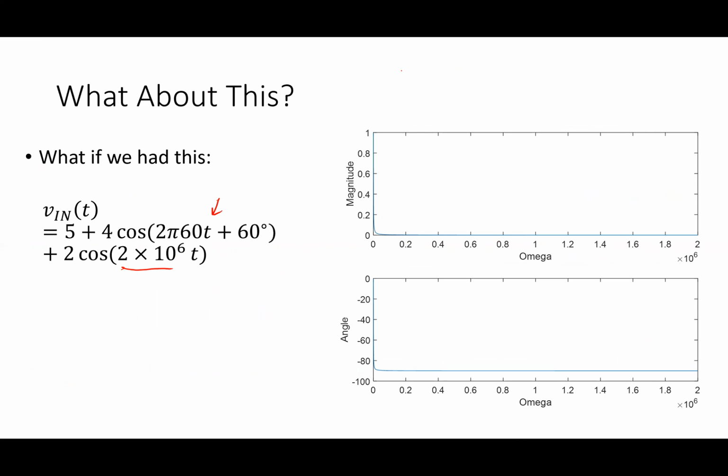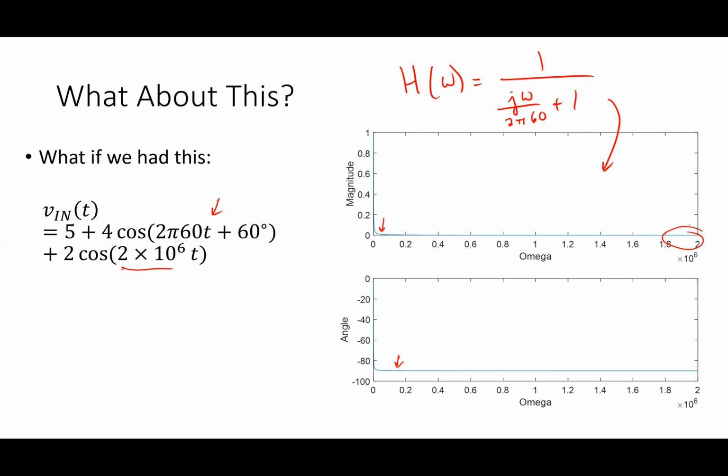Now here, I did this for the same circuit. H of omega is 1 over j omega over 2 pi 60 plus 1. Here's what happens when I plot that. You can see it starts at 1 and then it gets really small and just stays small, okay? And then here, I see that the angle just tends towards negative 90. Now the problem is this guy is not actually 0.